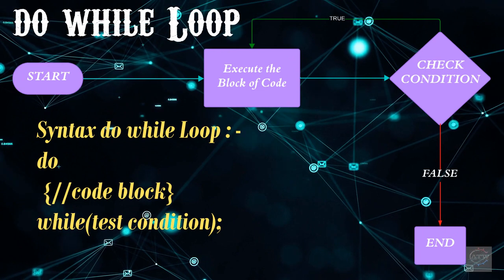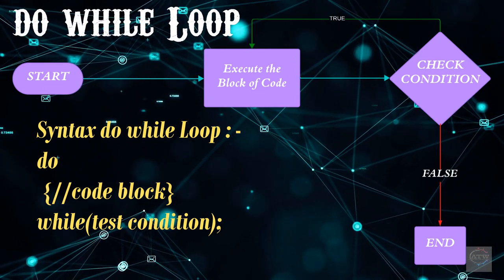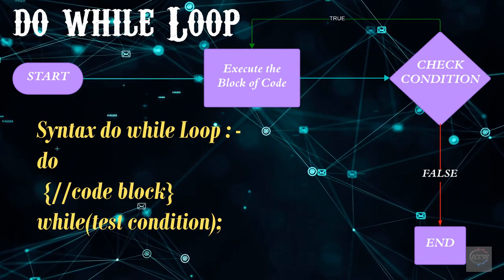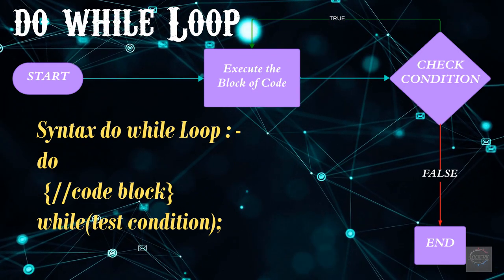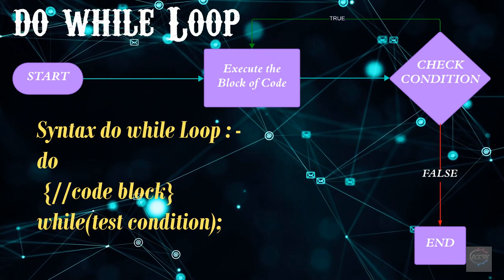So do while is an exit level looping. While is an entry level looping, meaning at entry itself it checks for the condition. But do while is an exit level looping, meaning while exiting it checks for the condition. So this is how for, while and do while work.